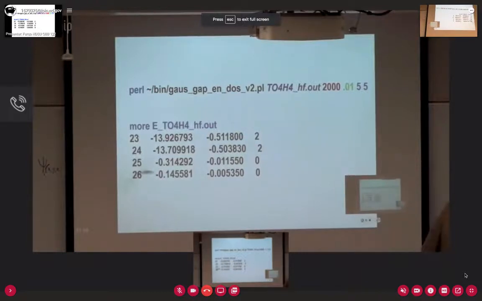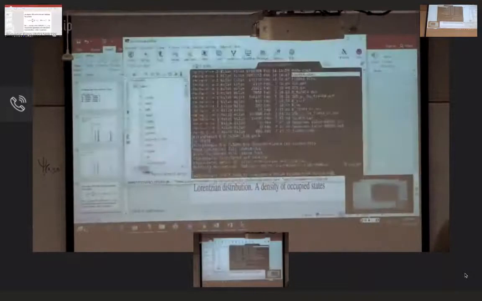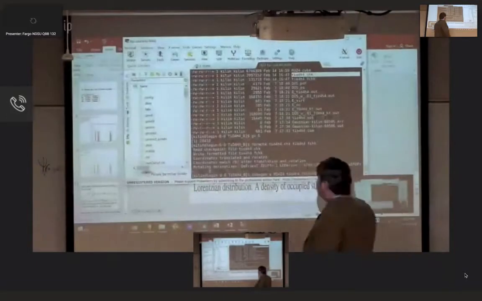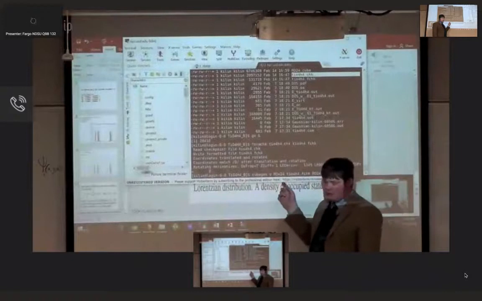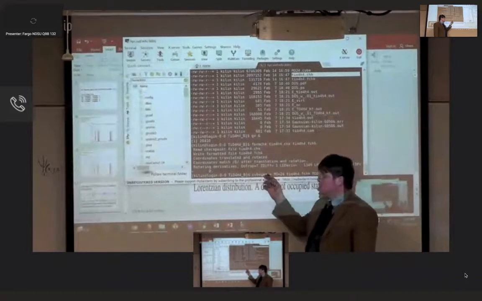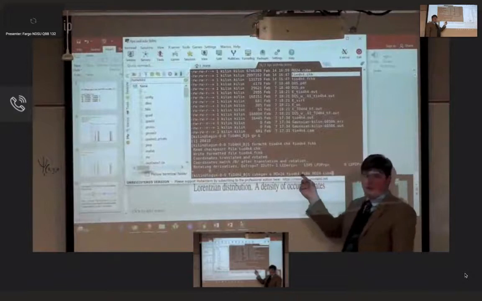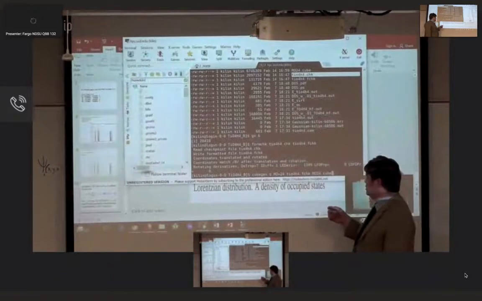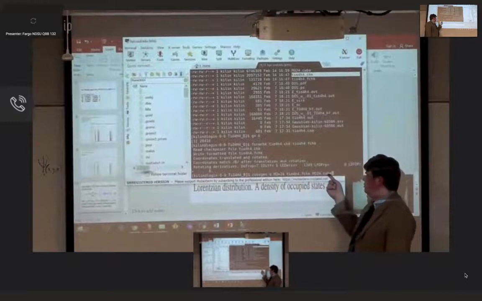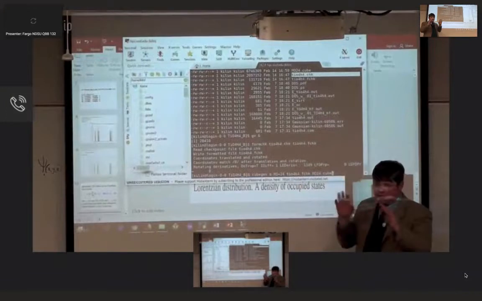Okay, so the format of this cubegen: you take space. Well, the argument of cubegen is your formcheck file. So it tells from where the information is taken. The last argument is the name of the file where you want to dump this cube information about space distribution of the orbital.